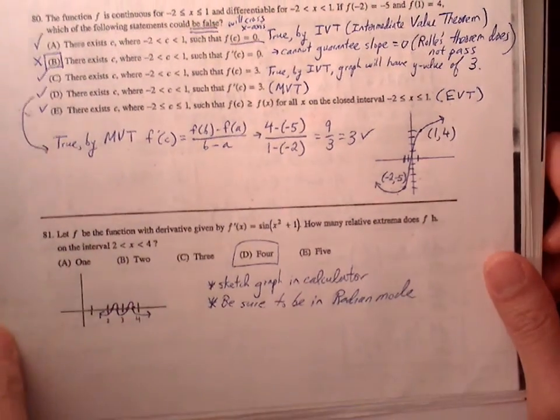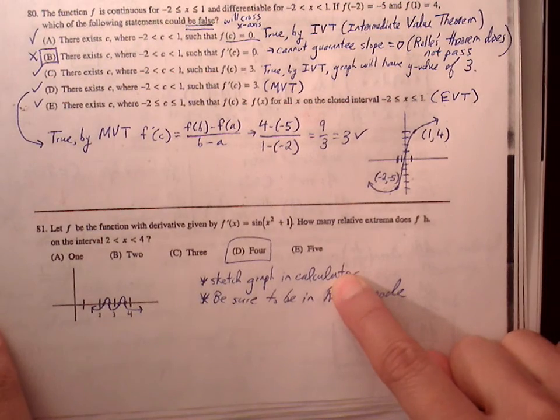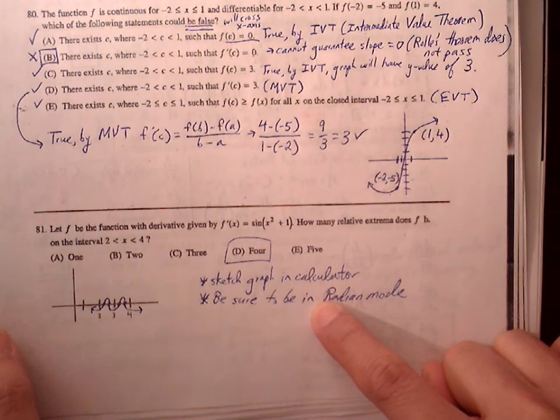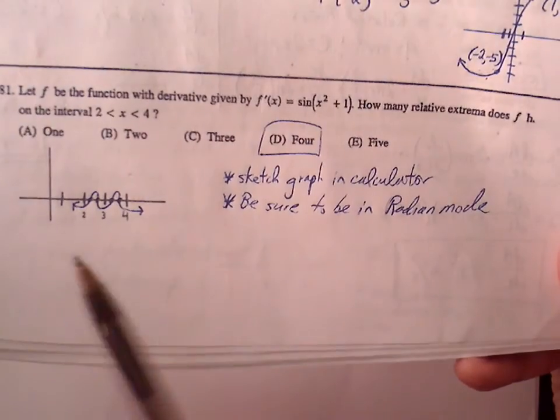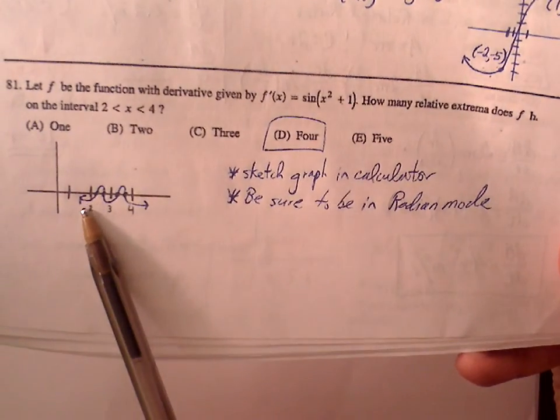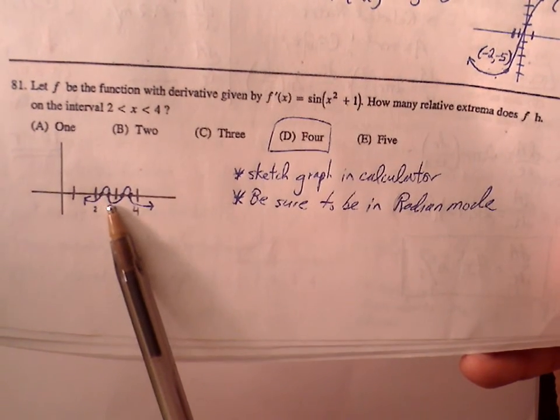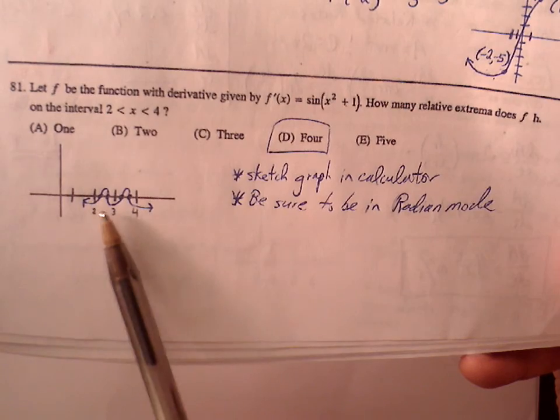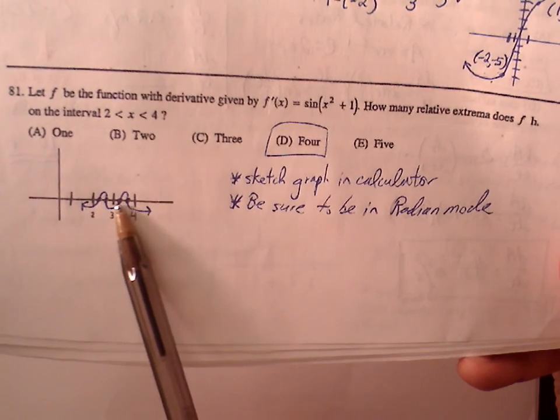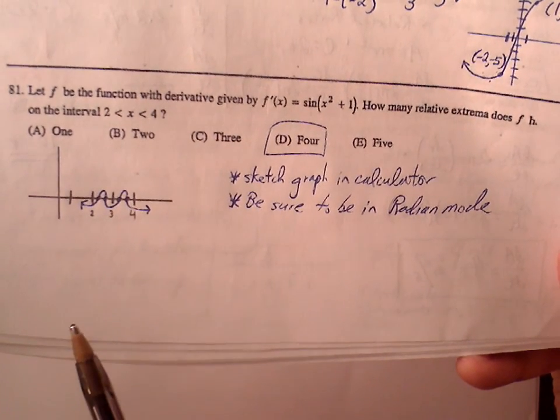So I put this into the graphing calculator and sketched it to see what the f prime graph gave me. It's hard to see here, so I'm going to zoom in a little bit. If you look at this graph here, it crosses through the x-axis 4 times. So we know that at each of these points, there's going to be a relative max or relative min.